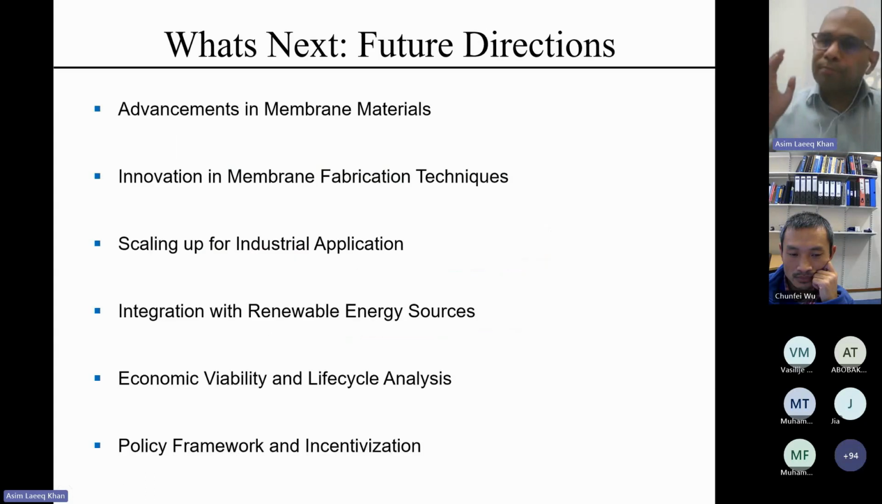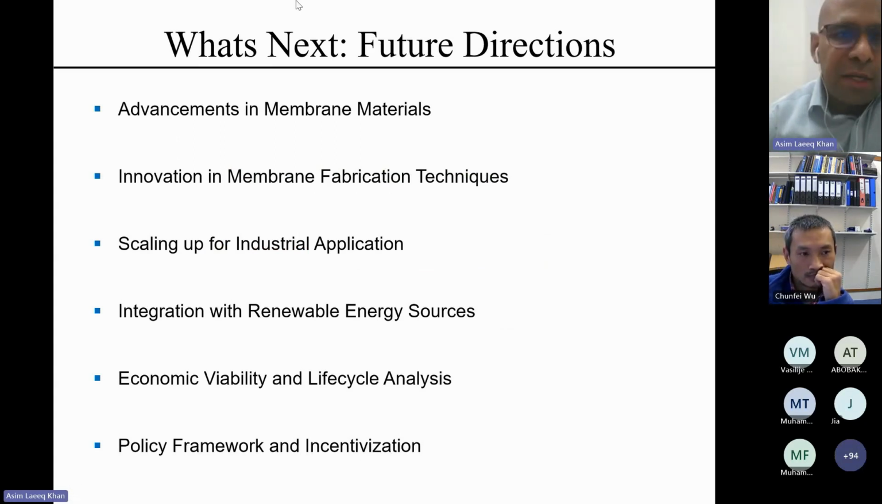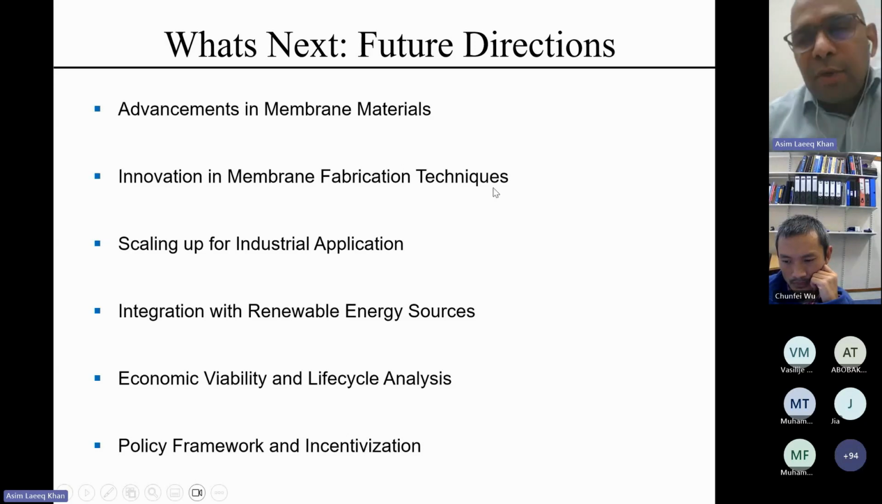So this is one of the ways by which we can tackle the problem of plasticization for membranes. Finally, what's next for membrane-based carbon capture? There is a huge amount of research being carried out in the area. A lot of work is going on using mixed matrix membranes, membranes with modified polymers, with modified backbone structures, or modification or functionalization of side chains. There is a lot of innovation going on when it comes to membrane fabrication techniques.